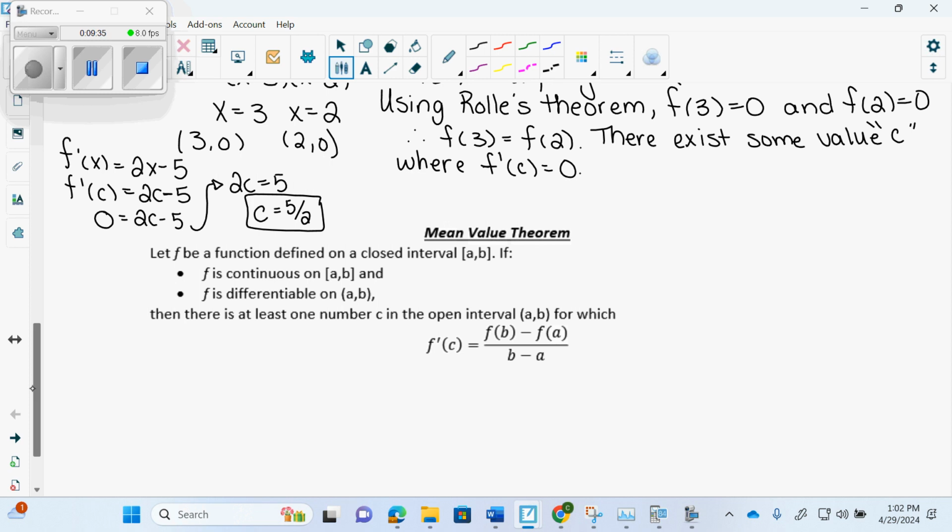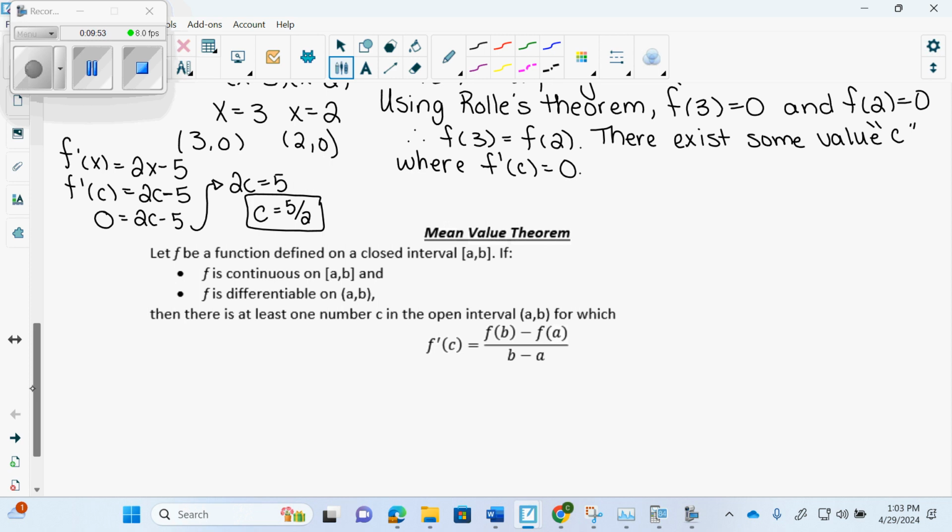Mean value theorem, what does mean mean? Average, right? This could be like an average value theorem. Let's see what it means. So, let f be a function on a closed interval. Once again, f has to be continuous and differentiable.